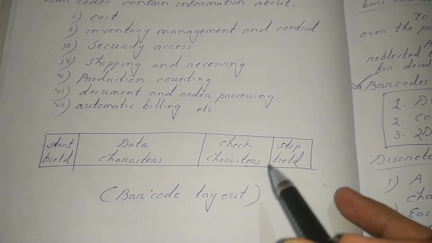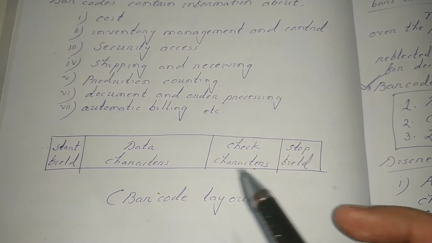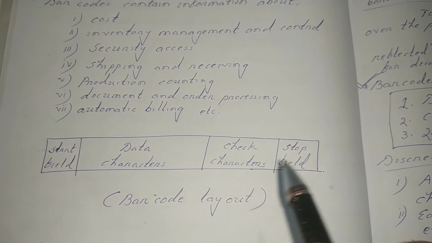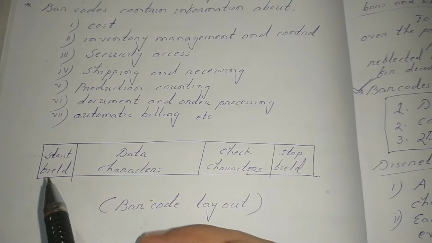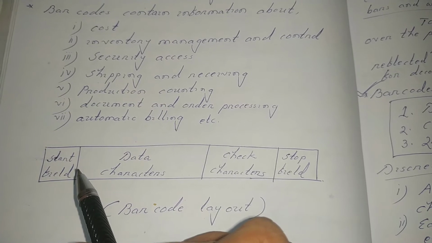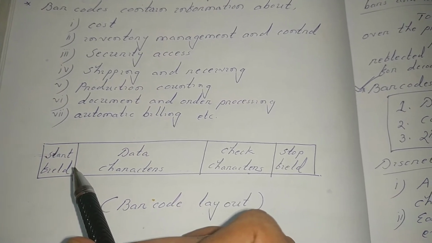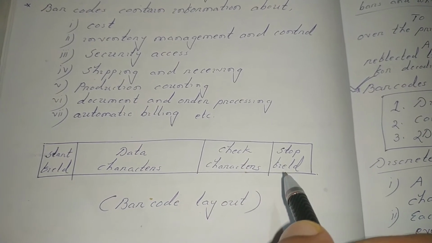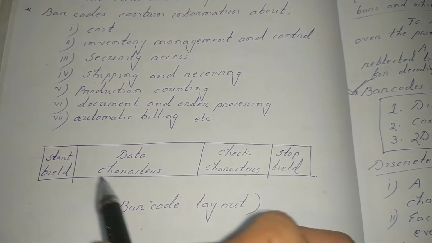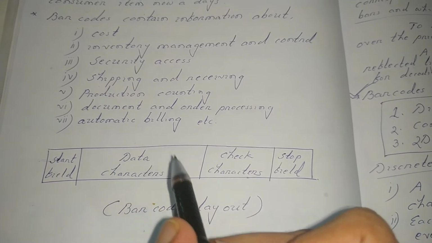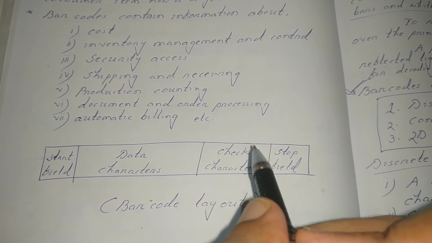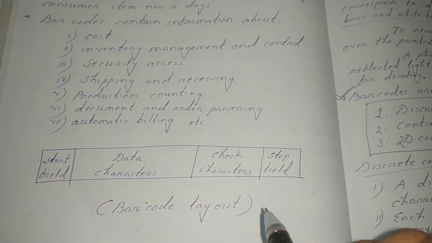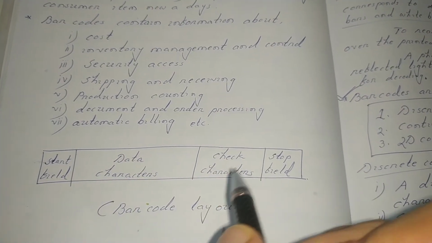Next, see, that is the layout of your barcode. Your barcode contains a start field, data characters, check characters, and the stop field. As the name says, the start field indicates the beginning of your message or information, and the stop field indicates the ending of the information. The data characters contain the actual information, and the check characters are used to check whether any errors are there or not. So that is the layout of a barcode.